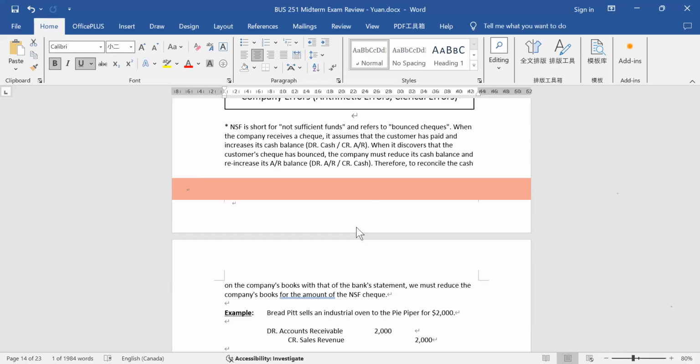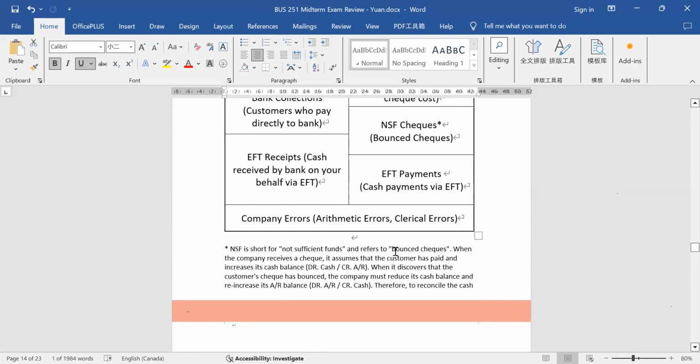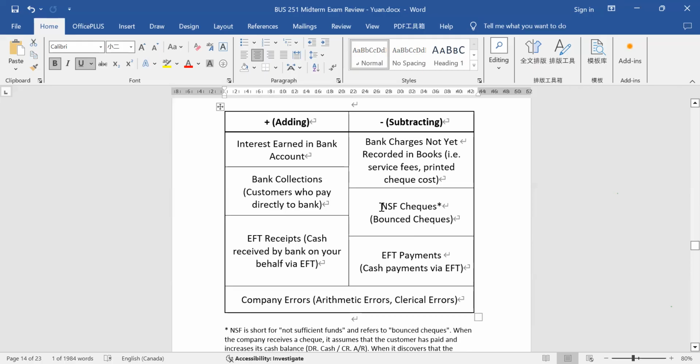When the company receives the check, it assumes that the customer has paid and increases its cash balance. When it discovers that the customer's check has bounced, the company must reduce the cash balance and re-increase its AR balance. Therefore, to reconcile the cash on the company's book with that of the bank's statement, we must reduce the company's book for the amount of the NSF check. This is too complicated. Just when other people pay you with NSF checks, you just subtract this, right?